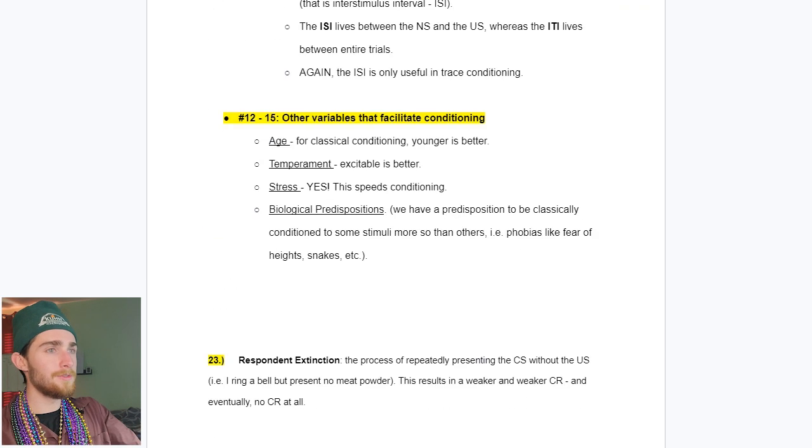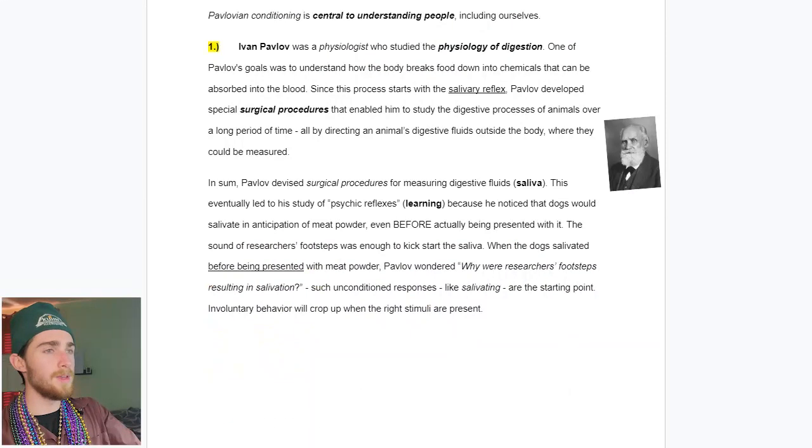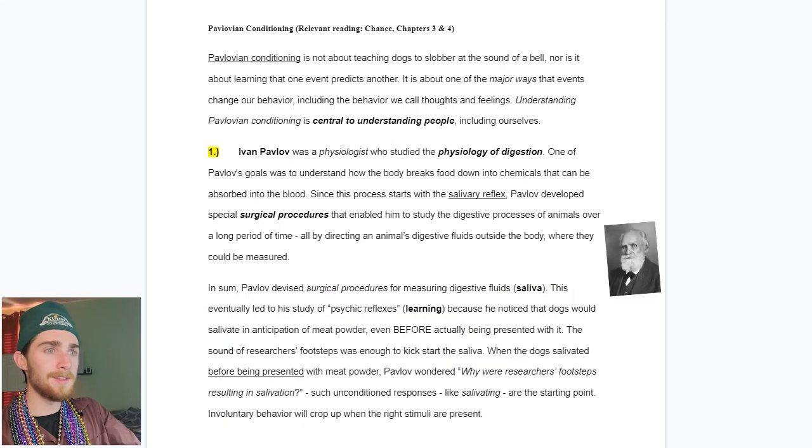Alright, that is going to do it for Unit 4. This has been Pavlovian conditioning and its applications.